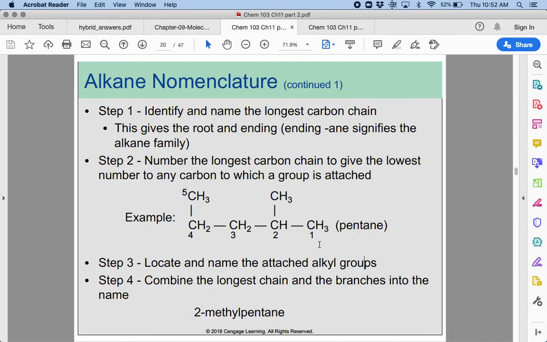So my options are to have it be 2-methylpentane or 4-methylpentane. A CH3 group is called a methyl group. That's the alkyl name for a CH3 group. So 2-methyl or 4-methyl. The rule will always be in the IUPAC system that we want to go for the lowest number possible. So 2 is lower than 4. So we would call this 2-methyl, that's my prefix, pent, my root, ane, my ending.